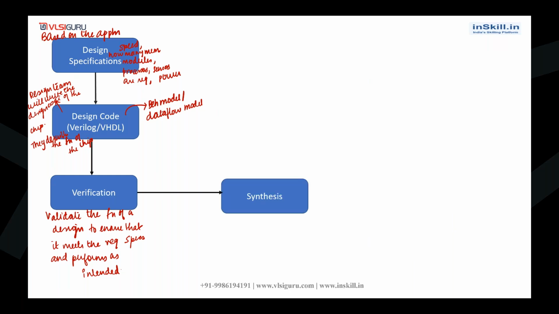Afterwards, we have the synthesis team. What do they do? The behavioral or data flow level model code will be converted into structural form, or we can say it will be converted to a technology node specific gate level netlist.